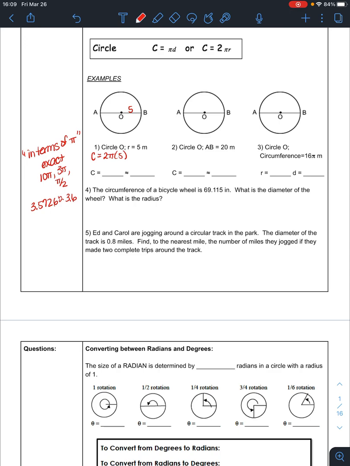So you would just do the math and multiply everything except for the pi. So 2 times 5 is 10. So our exact answer would be 10 pi. And our approximate answer would be 31.4. That's our approximate answer.